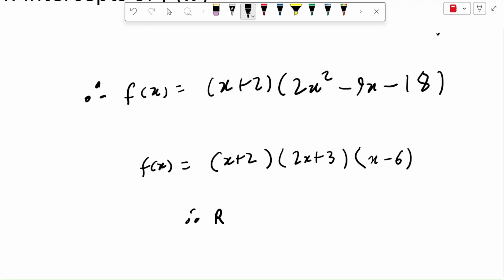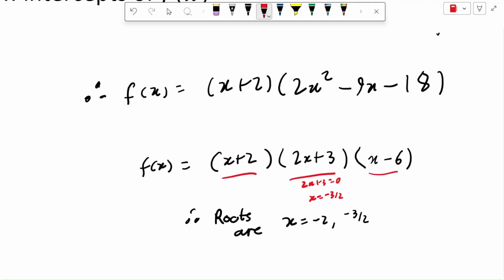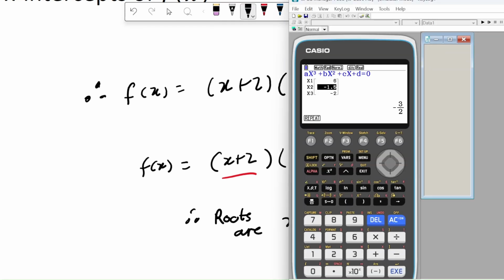Therefore, all the roots are x equals minus 2 from that one there. Here, you're trying to solve 2x plus 3 equals 0, so x equals minus 3 over 2. And then here you're trying to solve x take 6 equals 0, so x would be 6. And those are the same x-intercepts that the calculator said, so that is very good news.